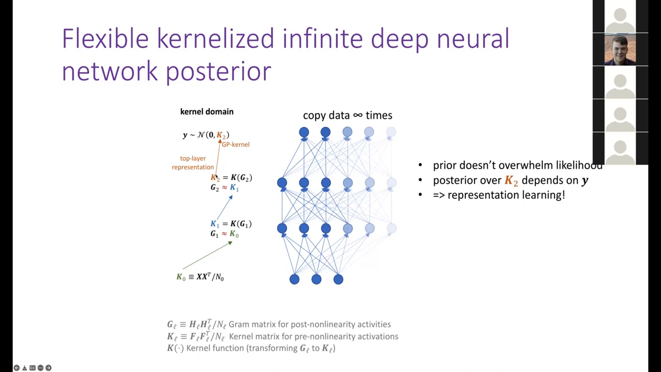That means we have representation learning, but at the same time, the posterior remains a point. We still know that the posterior over K2 is just some particular value of K2. That's because we've taken this infinite limit, which causes things to behave relatively strangely, but it is nonetheless very useful for getting nice analytic computations.